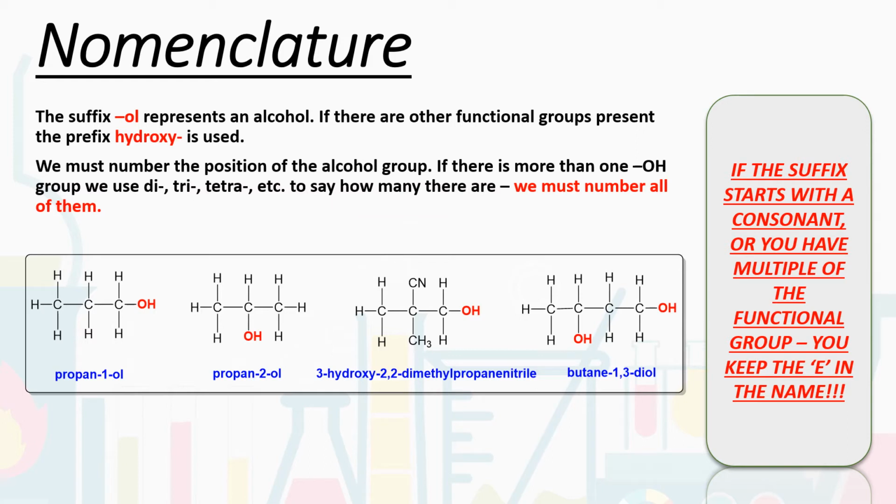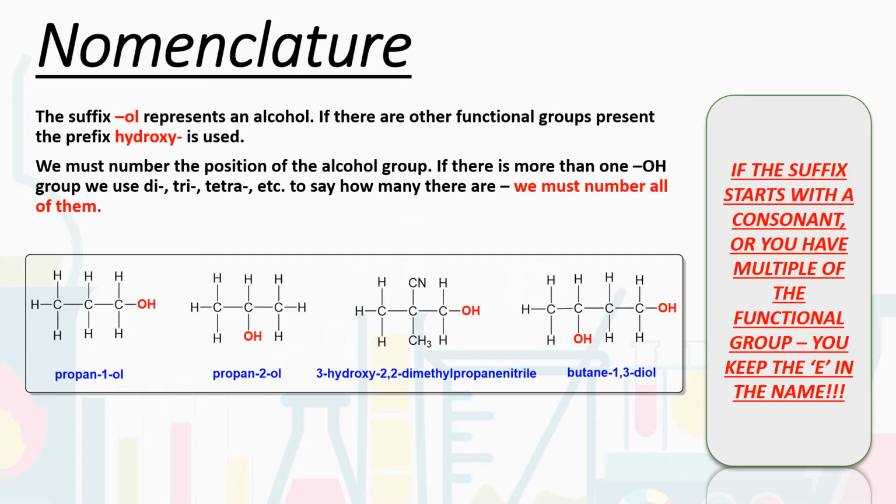So when we go about naming alcohols, we use the suffix -ol to represent that it's an alcohol. If there are other functional groups present that take priority, we use a prefix, hydroxy, instead. Now, the standard IUPAC rules for naming apply here, so we always look for our longest carbon chain. We need to number the position of our alcohol group. We always want the numbering to be the lowest possible.